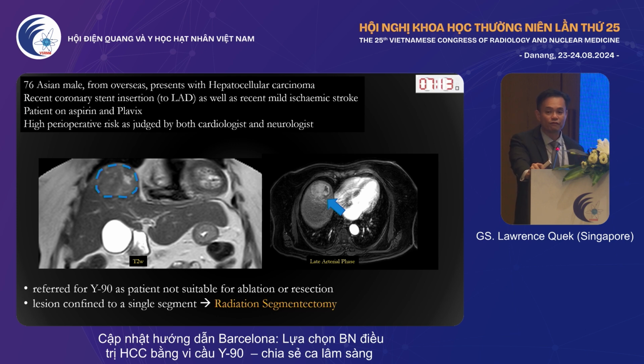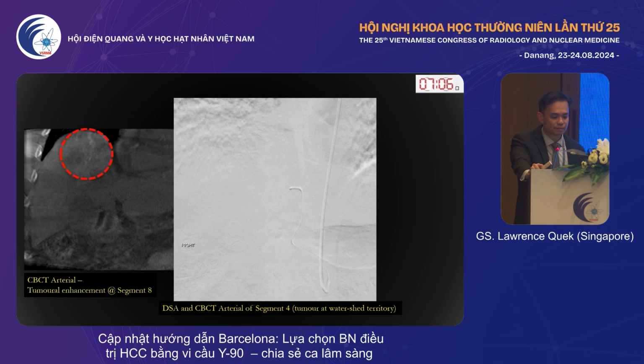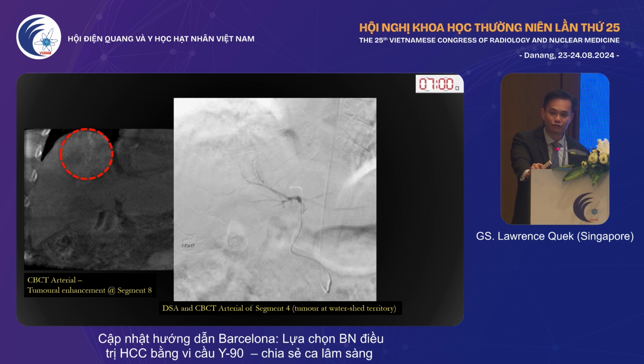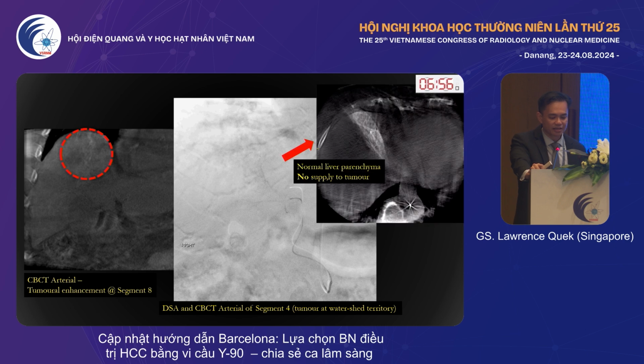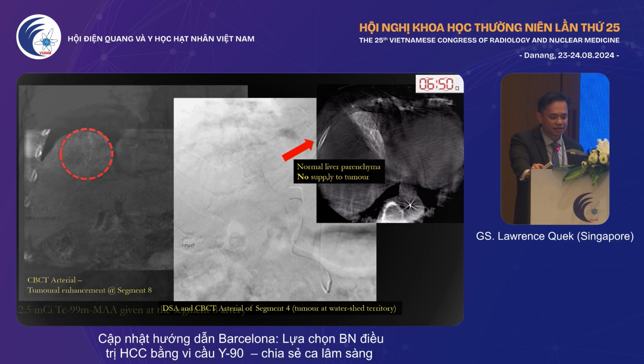Since it's confined to a single segment, as far as the images show, a single segment, segment 8, radiation segmentectomy was proposed. This is the CBCT on the left side. We also interrogate segment 4 because you are aware of the cross flow from segment 4 to segment 8, and segment 4 shows there's no tumoral supply. So you can safely deliver the high dose at segment 8 and get the response.